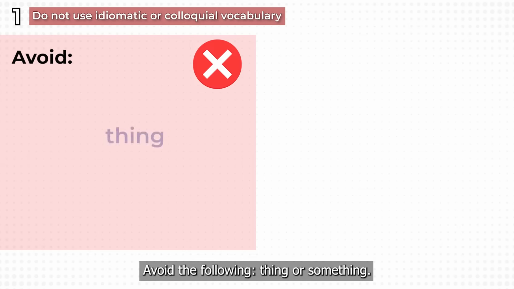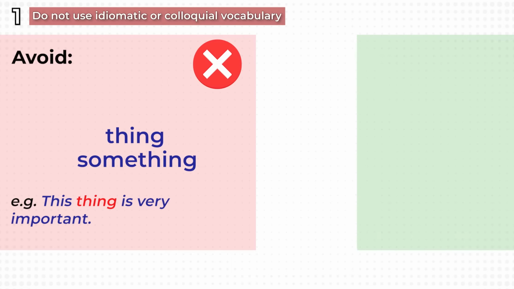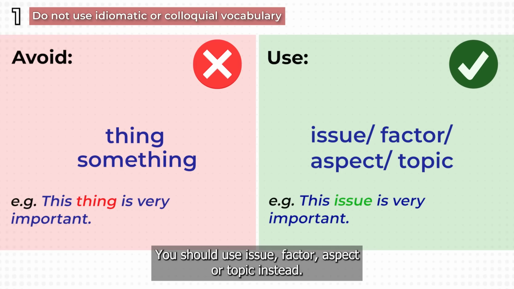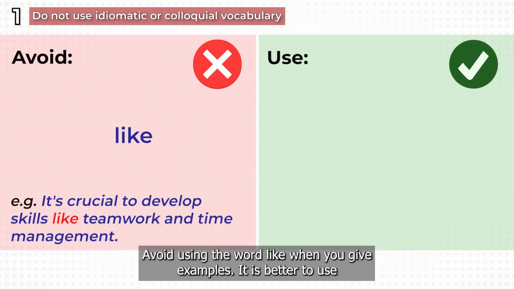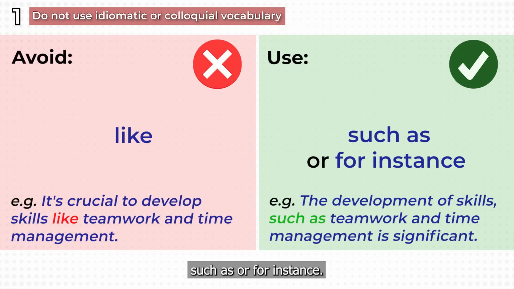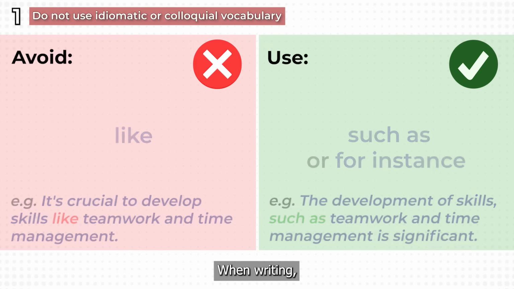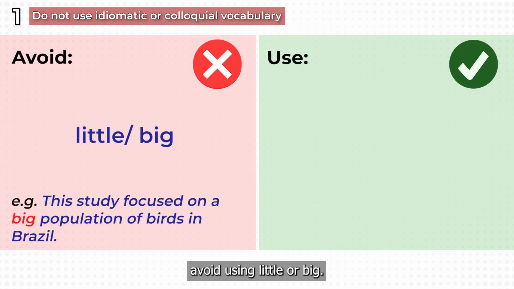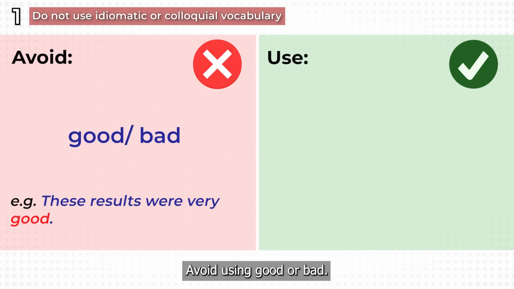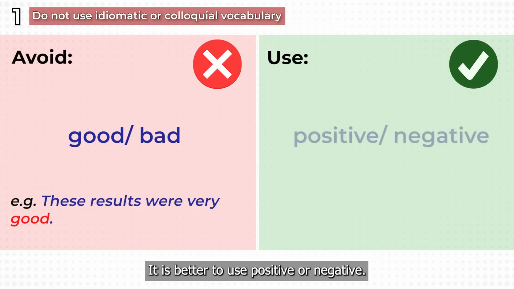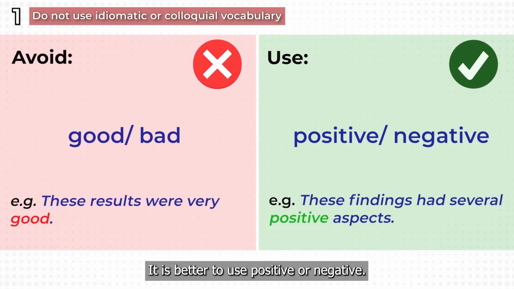Avoid the following: thing or something. You should use issue, factor, aspect, or topic instead. Avoid using the word like when you give examples. It is better to use such as, or for instance. When writing, avoid using little or big. Use small or large instead. Avoid using good or bad. It is better to use positive or negative.